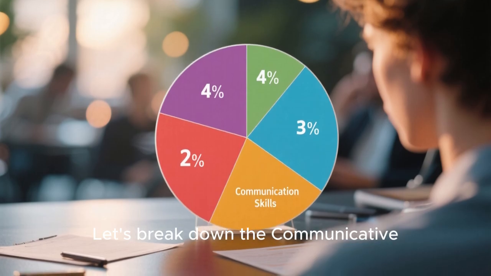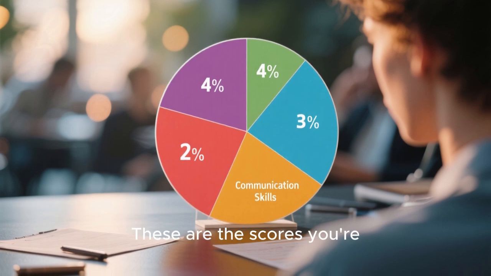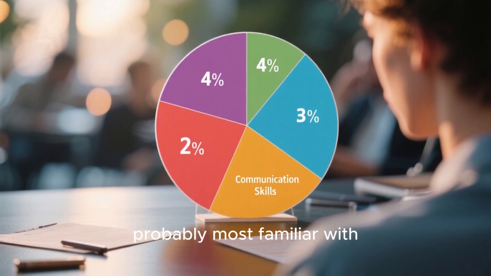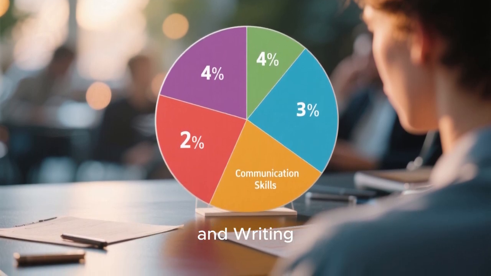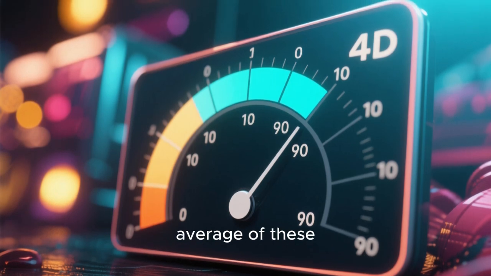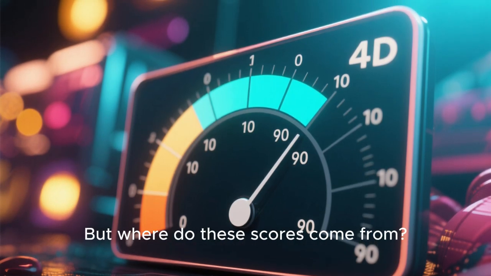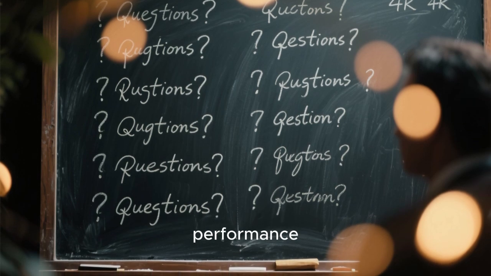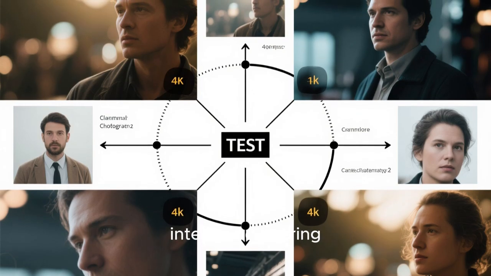Let's break down the communicative skills scores. These are the scores you're probably most familiar with: listening, reading, speaking, and writing. They range from 10 to 90. Your overall score is also an average of these. But where do these scores come from? They are a culmination of your performance across all the different question types.